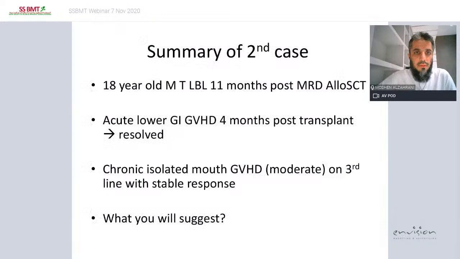So, summary of this case: 18-year-old male, T-LBL, 11 months, or almost 1 year post matched-related allogeneic transplant. He had acute lower GI GVHD 4 months post-transplant, which resolved. Now he has chronic isolated mouth GVHD, moderate, on third line with a stable response. Now, do you have any questions or what do you suggest for this case, Prof? Is this a common scenario, to have isolated mouth GVHD? Do you see this in practice?